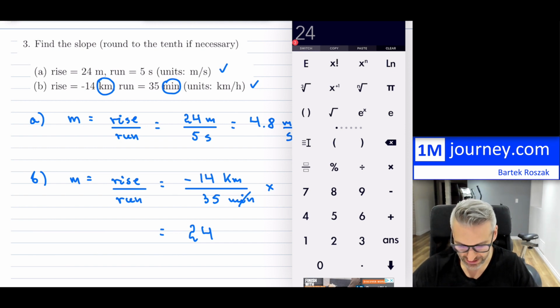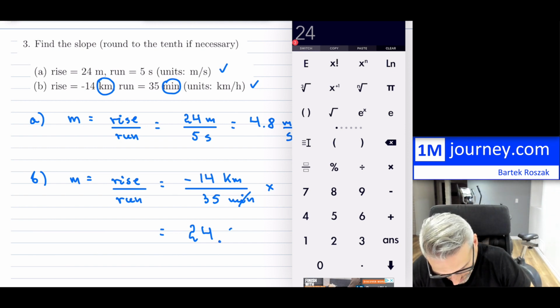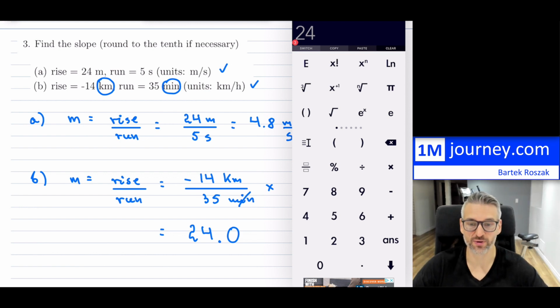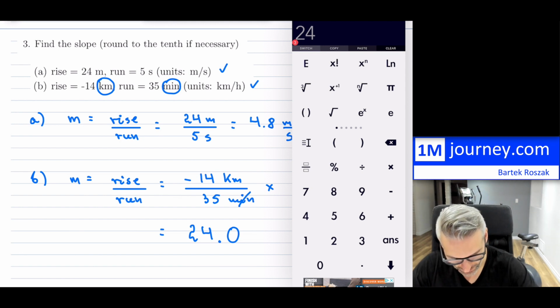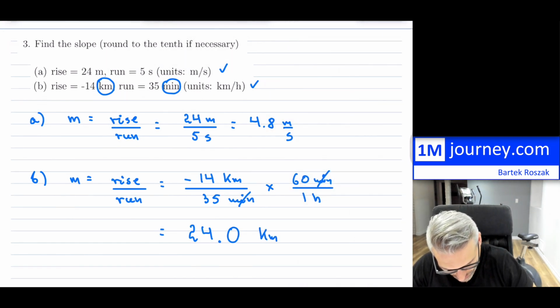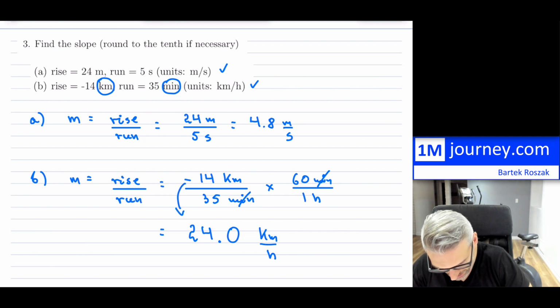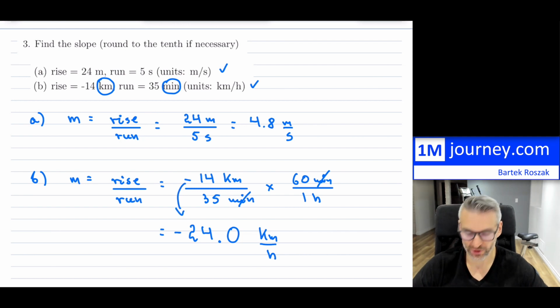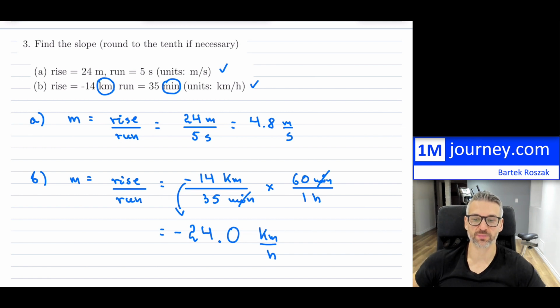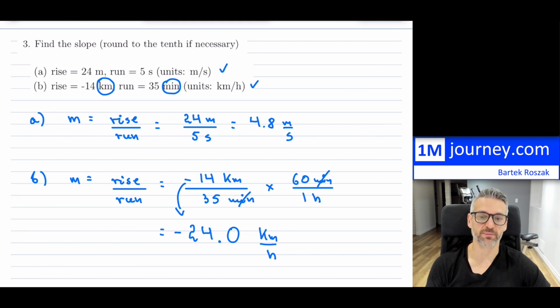Now, since they wanted to round to the 10th, you can put this right there: 24.0, so that keeps it to the 10th. Now it says if necessary, so you could have left it at 24. And this would have been kilometers per hour. And then don't forget the negative, so we can put that negative there. Again, we don't know any directions, so this looks like it's just some kind of a speed. And because it's negative, typically if it was velocity, it just means you're going in the opposite direction to whatever you made positive. All right, so that's another example for you.